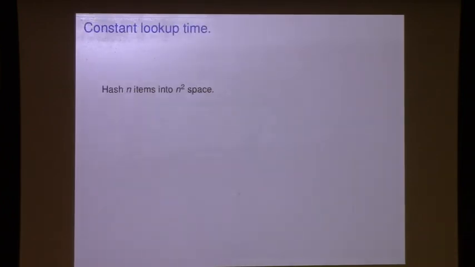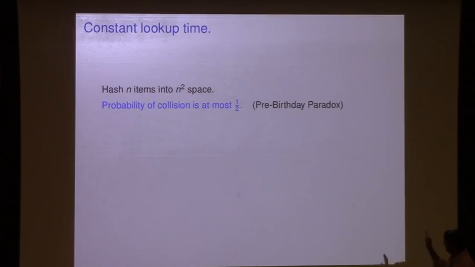Now let's say you really, really don't ever want to collide. Say I give you N items up front, and I'm saying you need to pre-build, these are all the items that are ever going to be looked up. You need to pre-build a hash table that doesn't have any collisions. That's easy. You can just hash the N items into N squared space. Now, with reasonable probability, it's the pre-birthday paradox, meaning it's before you get to the number of items where you get a high probability of collision. At this number of items, your probability of collision is at most 1/2.